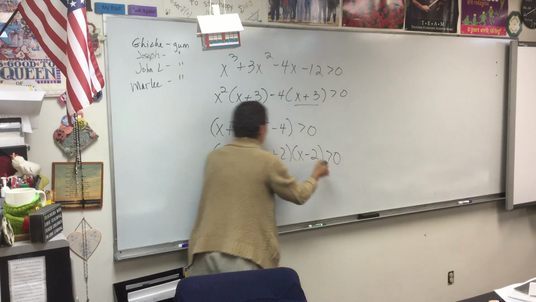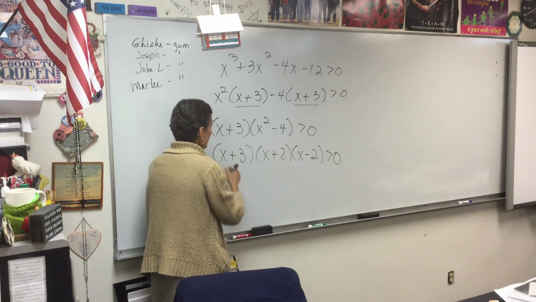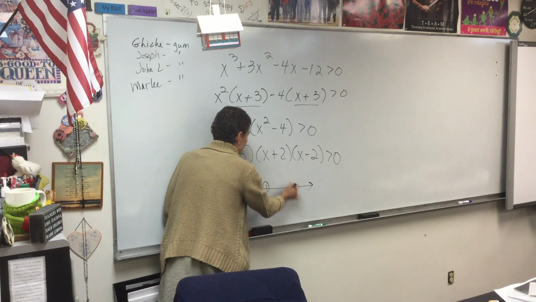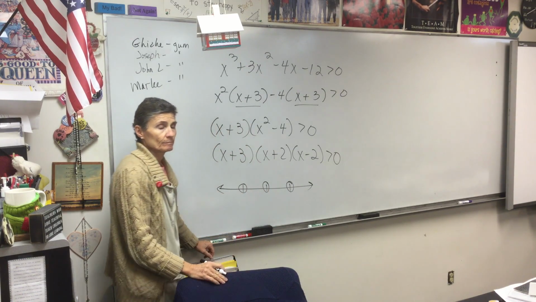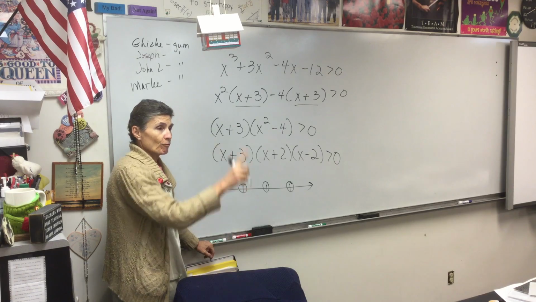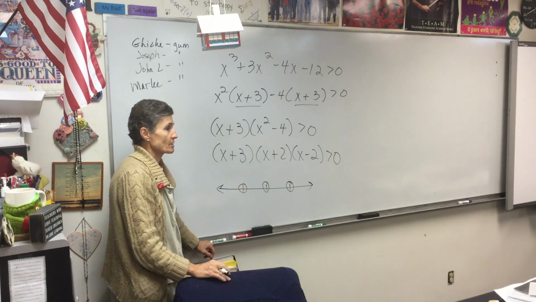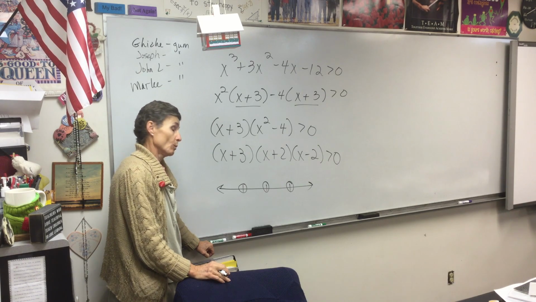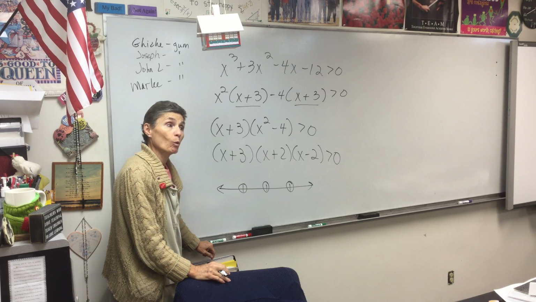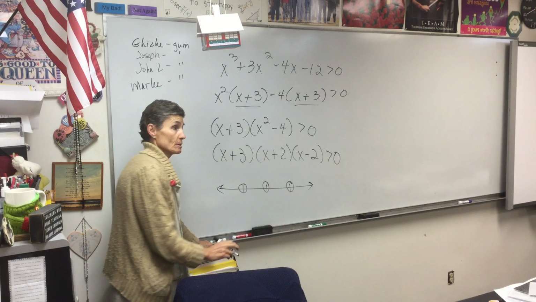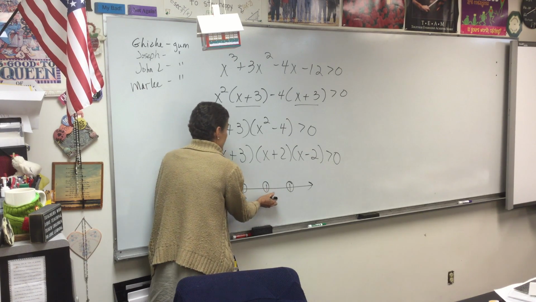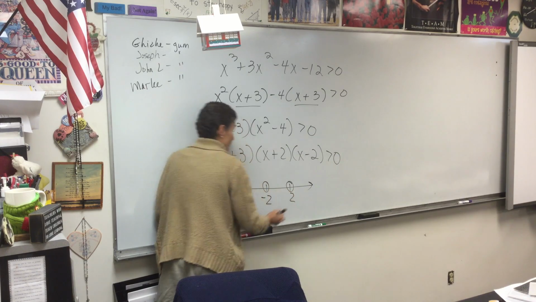So once again, we started with a cube. We got 3 parentheses, which means 3 dots. Every parentheses gets a dot, just like before. Where will these dots be? We need to get them in order now. So we'll have them at -3, -2, and 2.